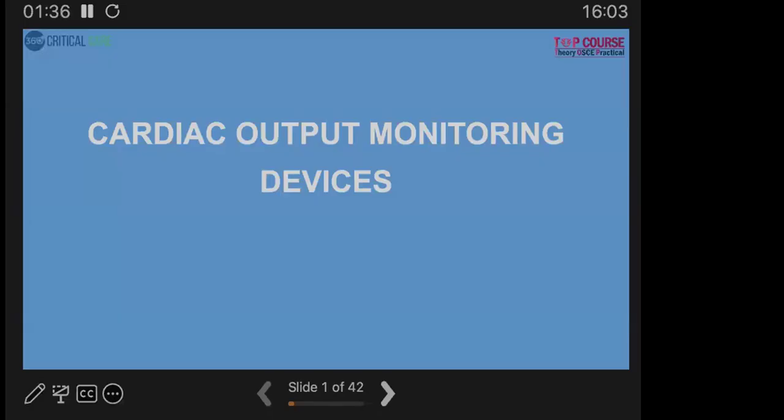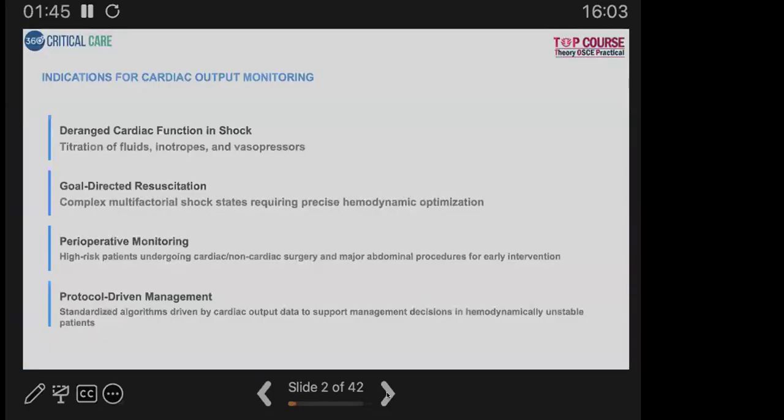In case of undifferentiated shock or severe, refractory shock, to guide the therapy in undifferentiated shock. Mainly in cases of undifferentiated shock, for example, a multifactorial shock where you don't know, like you are only seeing one aspect of it. You want to see and protocolize the management using the cardiac output monitoring, hemodynamic monitoring. Then that cardiac output monitoring device would be the best method to go ahead.